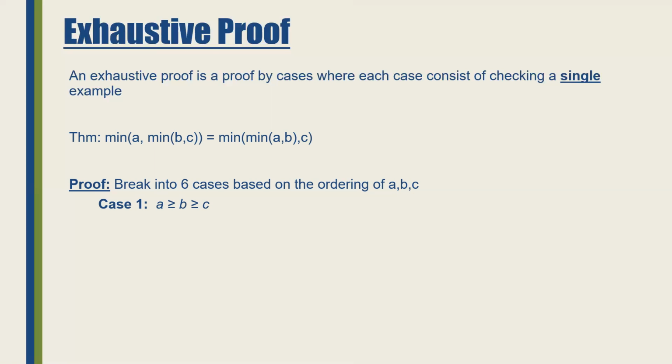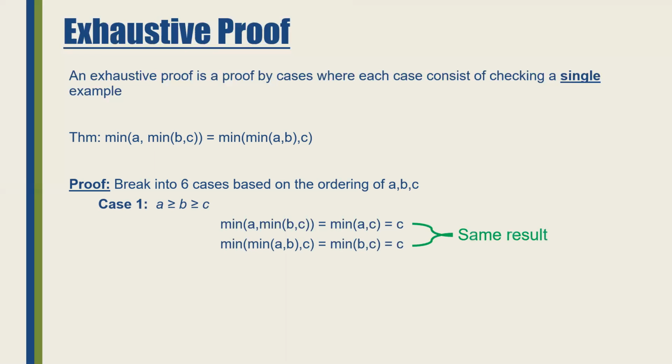Start with the left-hand side, that is min(A, min(B, C)). When I run minimum of B, C, as by the assumption B is greater than or equal to C, I get C. Then when I run minimum of A, C, I get C. Run it again for the right-hand side of the theorem, and I also get C. So in this case, I get the same result. In other words, the order doesn't matter. The left side is equal to the right side.